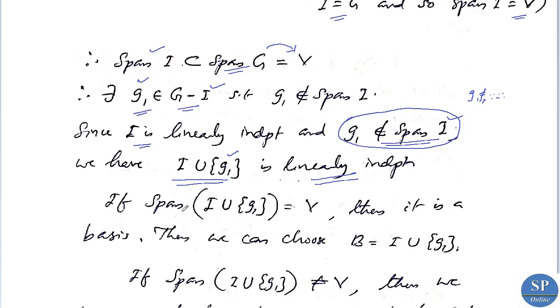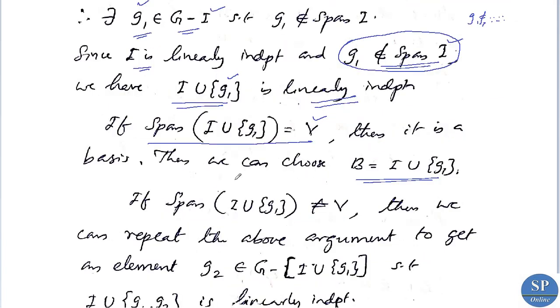Now, in that case, if span of I union g1 is V, then it is a basis, because we already obtained that I union g1 is linearly independent. If the span of this is equal to V, then this set is linearly independent and it generates the elements of V. So I union g1 is a basis, and we can choose B as that basis I union g1.